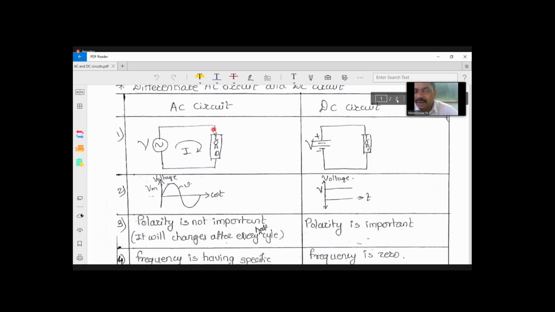Suppose this is your load and it has a polarity. Suppose this is the positive terminal of your load and this is the negative terminal of the load. So while connecting this load across this supply, you have to ensure that you have connected the positive terminal of the load to the positive terminal of the power supply, and the negative terminal of the load to the negative terminal of the voltage source. So it is important while connecting a DC load.